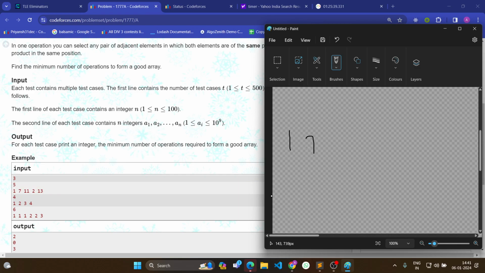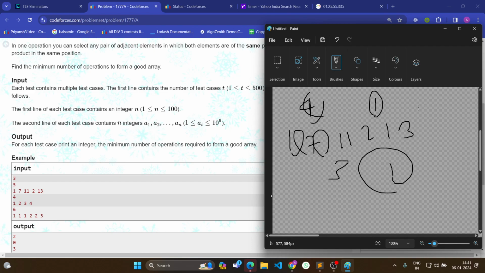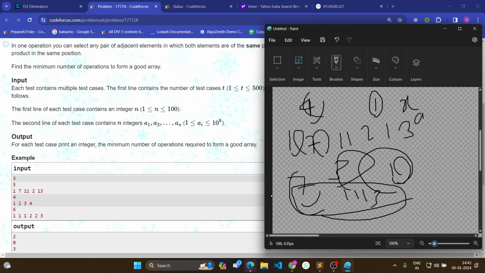1 7 11 2 13. What is the count of odd elements? 4. Count of even elements? 1. So let's say I pick 1 and 7 and I take their product. So now count of odd elements becomes 3. Even is still 1. I have got 7, 11 and 13. So 3 and 1, not 2. I have to do it again. The absolute difference between count of odd and even elements must be less than or equal to 1.